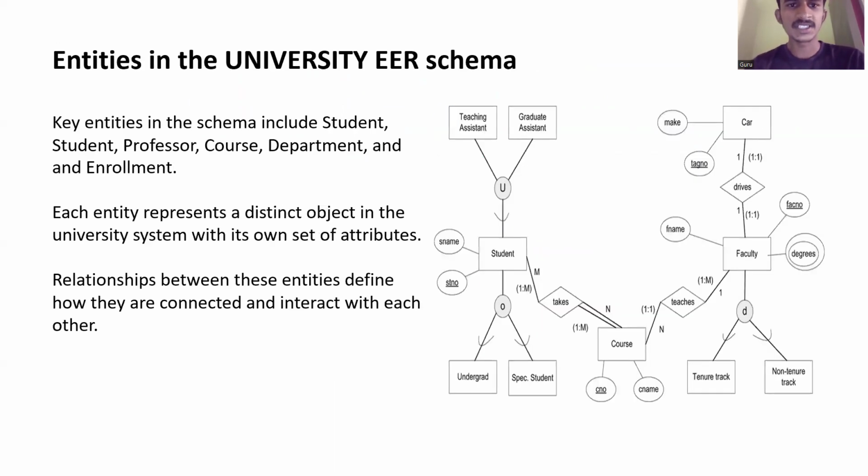Entities in the university ER schema. Key entities in the schema include student, professor, course, department, and enrollment. Each entity represents a distinct object in the university system with its own set of attributes. Relationships between these entities define how they are connected and interact with each other.